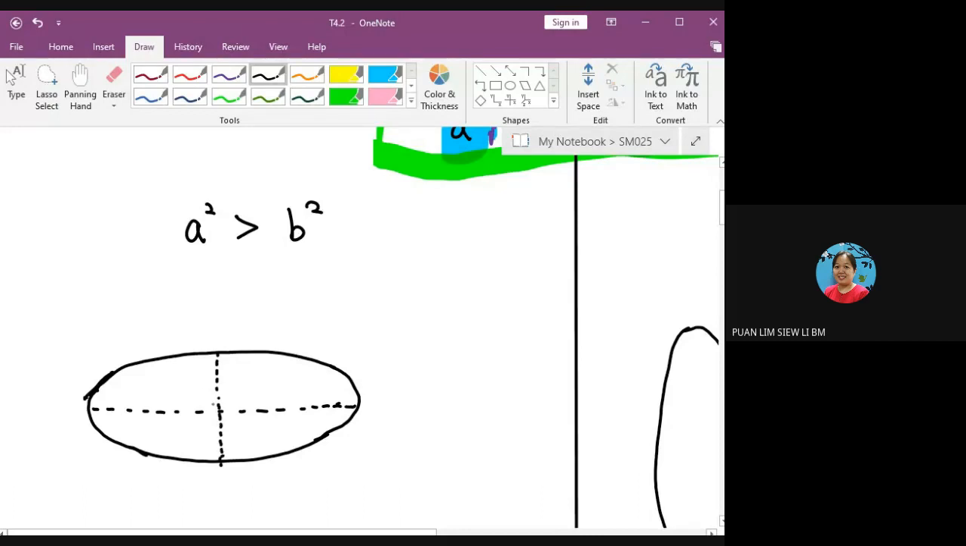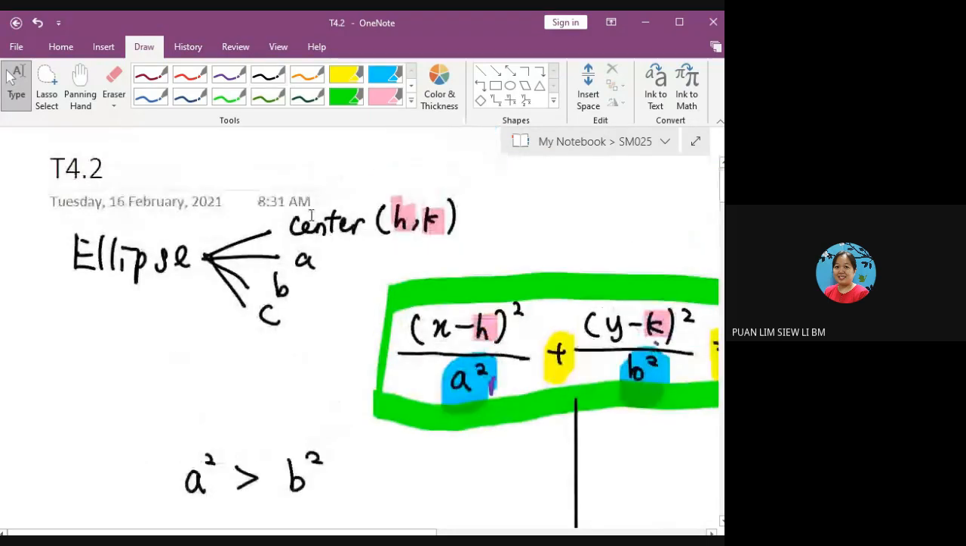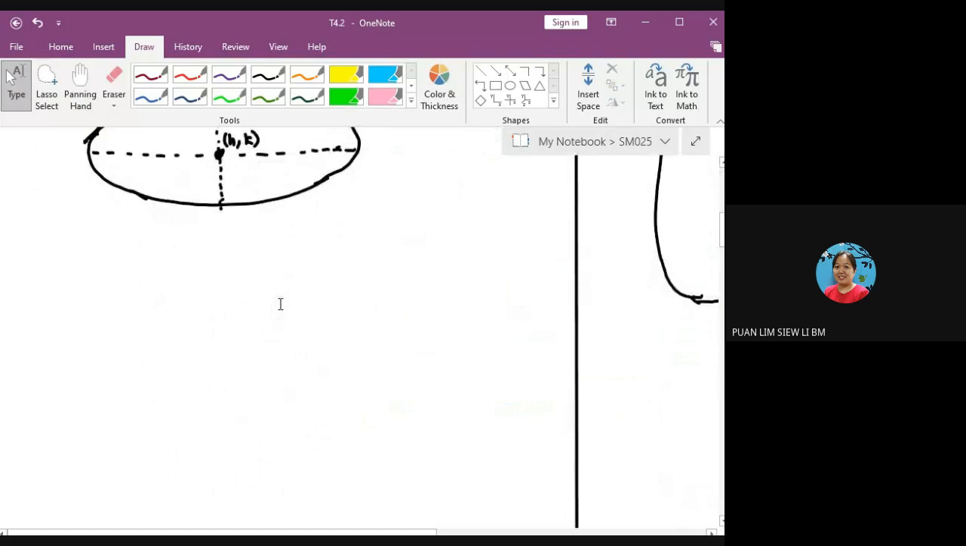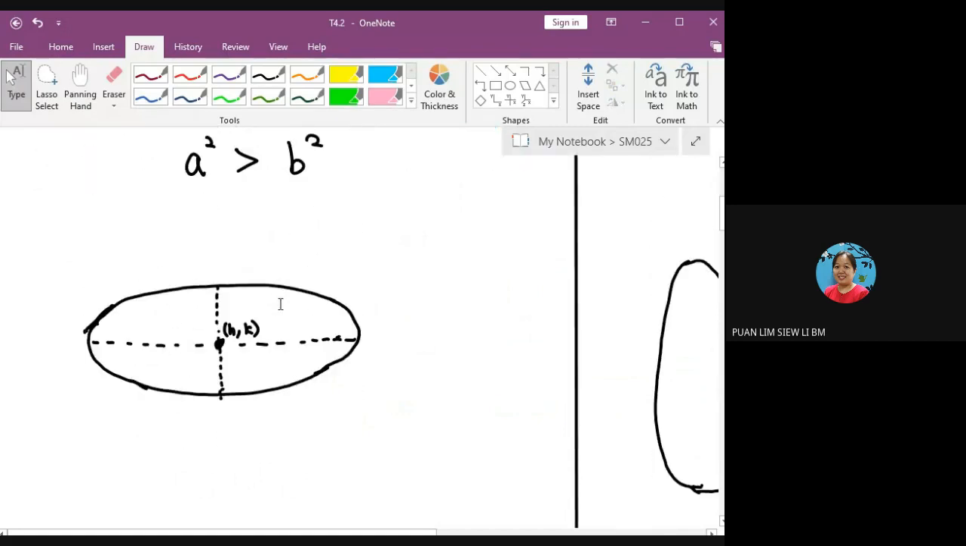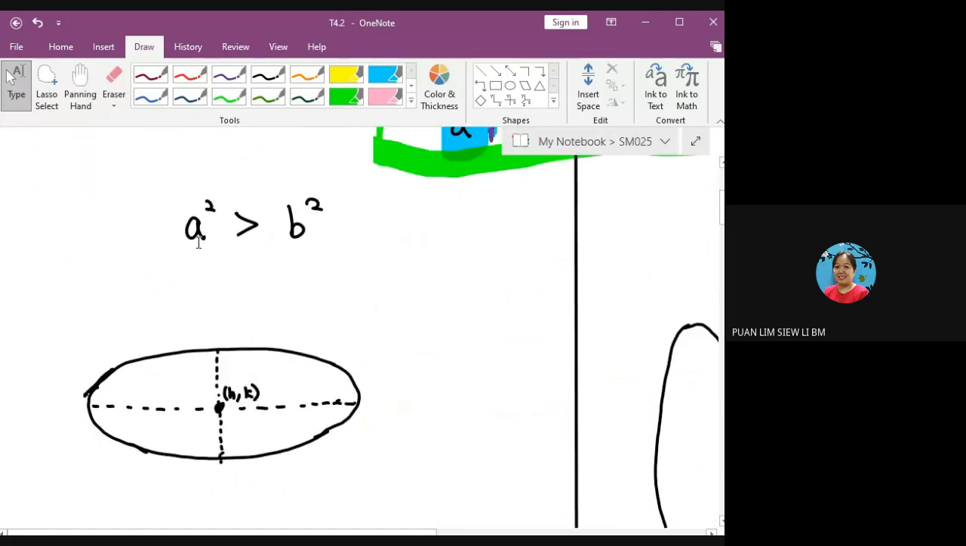Okay, so maklumat pertama dulu ialah center. Center kita adalah H, K. So therefore, ellipse, the first thing you must know is your H, K. Then you see your A and B, then you see your C. Okay, so after you determine your ellipse adalah jenis yang tidur punya, okay, this is our center, H, K. So di manakah A?